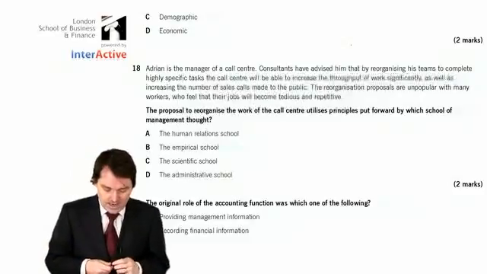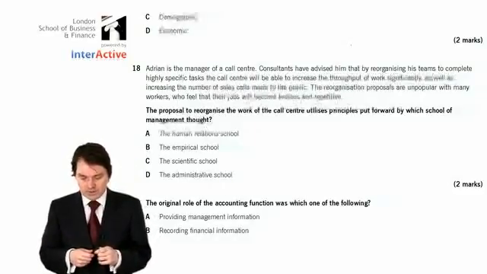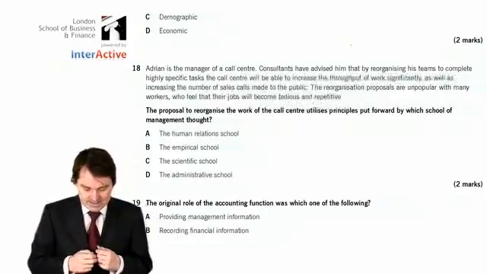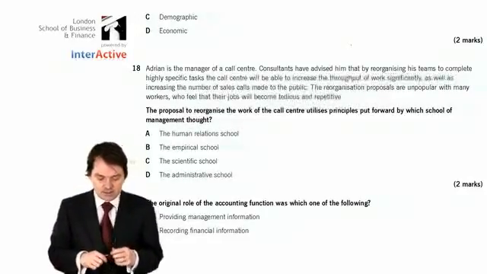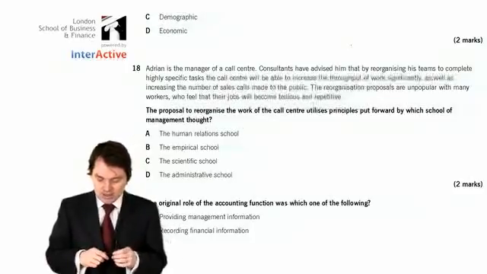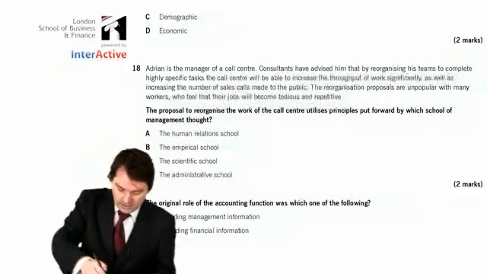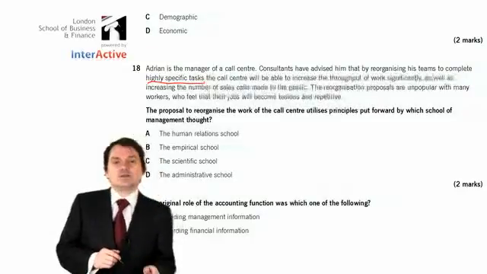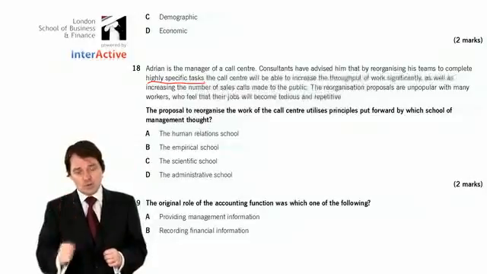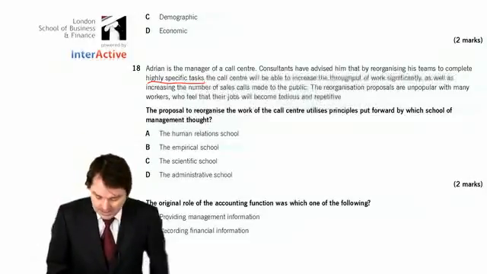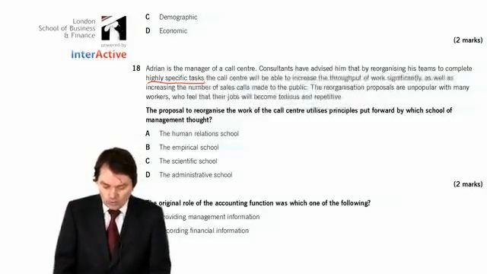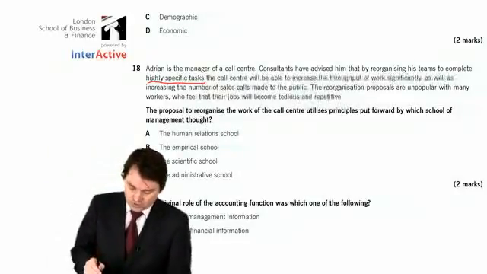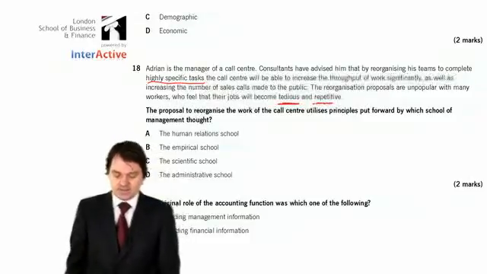Question 18. Adrian is the manager of a call centre. Consultants have advised him that by reorganising his teams to complete highly specific tasks, the call centre will be able to increase the throughput of work significantly. He's going to reorganise things to do highly specific tasks. So each person is going to be doing one particular job. It says here, the reorganisation proposals are unpopular because people feel their jobs will become tedious and repetitive.